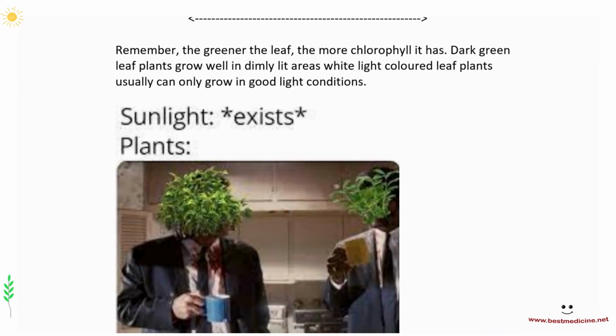Now remember, the greener the leaf, the more chlorophyll it has. Well, dark green leaf plants grow well in dimly lit areas because the darker it is in terms of greenery, the greater the content of chlorophyll. So it's going to be able to absorb more sunlight per unit volume as compared to light colored leaf plants. So light colored leaf plants only grow well in good light conditions.